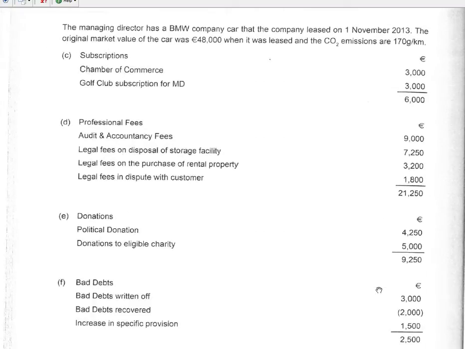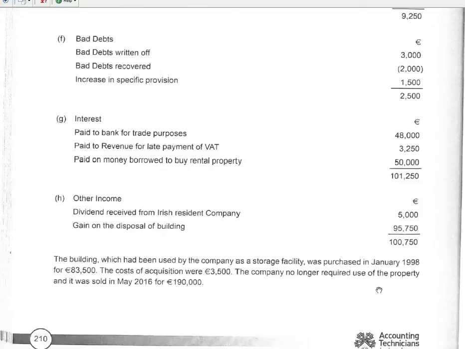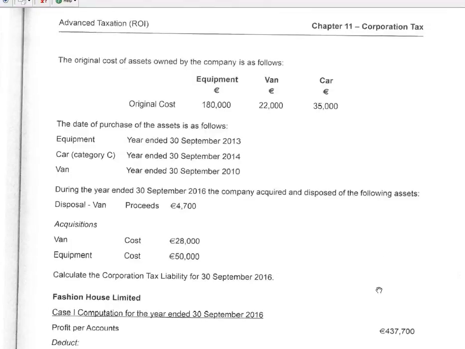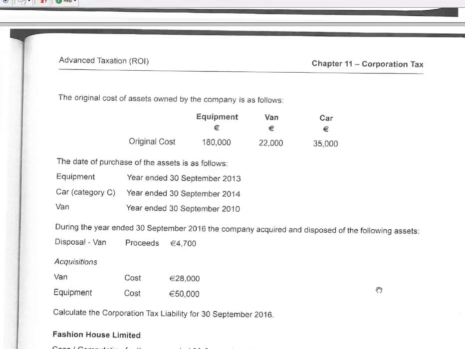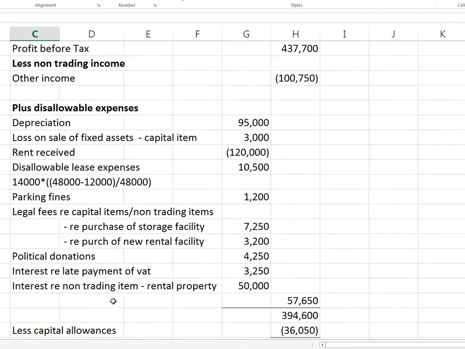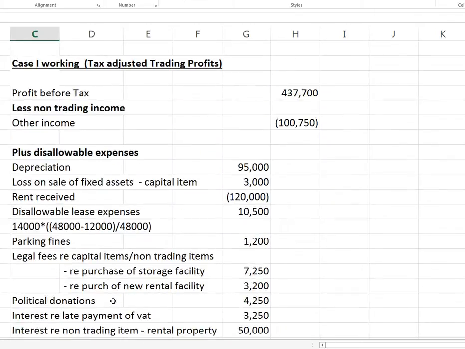I'm just opening it up here in case people haven't seen it at all. So based on all that detail, you were asked to calculate the corporation tax liability, and in the last video we went through the Case 1 profits working to work out the tax adjusted profits.